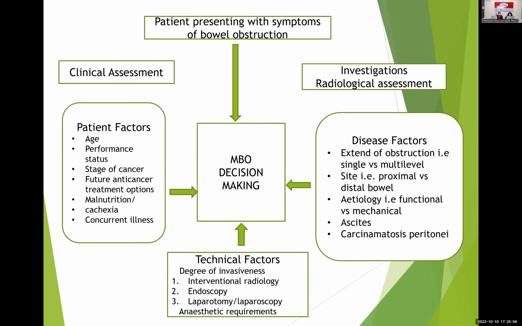Has the patient developed ascites? When there is ascites, even if we do a surgery, the possibility of regaining or coming back to normal may not happen at all. So all these things should be kept in mind. Carcinomatosis peritonei, all these problems: if these are there from a disease perspective, then definitely you cannot go ahead with a surgical option. You have to be on the conservative side.